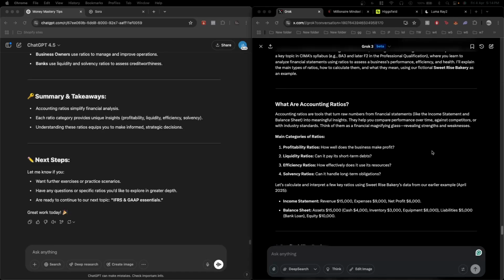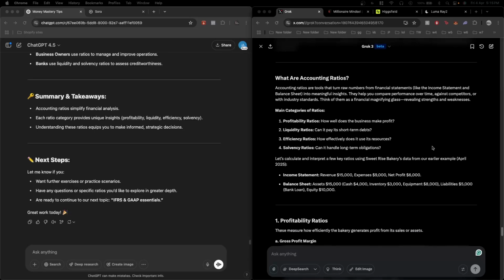So, what are accounting ratios? Accounting ratios are tools that turn raw numbers from financial statements, like your income statement and balance sheet, into meaningful insights. They help you compare performance over time, against competitors, or with industry standards. Think of them as a financial magnifying glass revealing strengths and weaknesses.